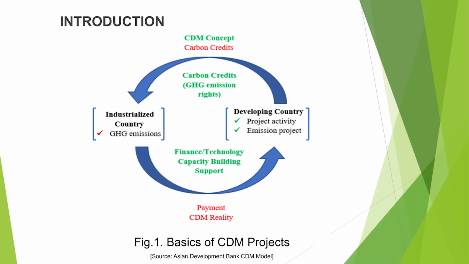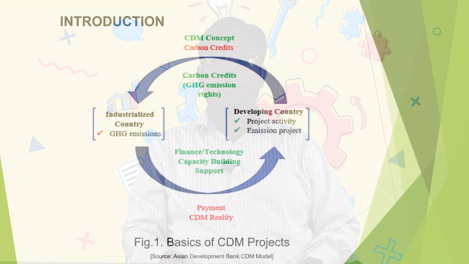With the help of this figure, you can understand how these CDM projects can be executed or implemented. Here you can see on the top, this is a CDM concept which is basically related to the carbon credits, and on the left hand side you can see there is an industrialized country which is basically looking after the greenhouse gas emissions, and the target country is the developing country in which we are going to reduce the emissions with the help of this CDM concept.